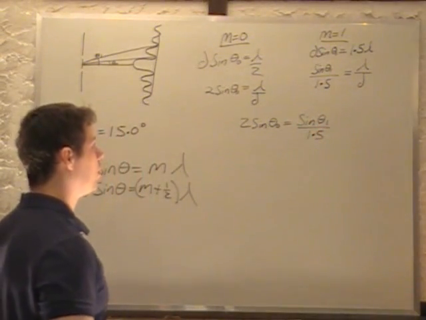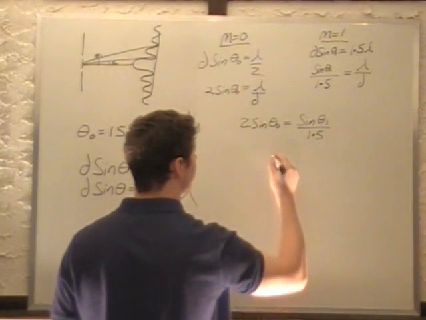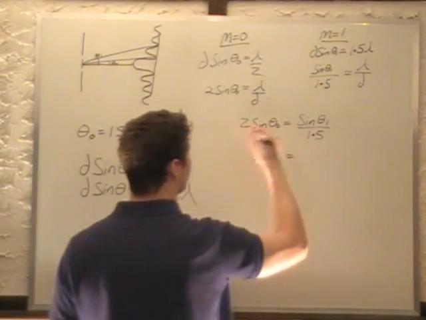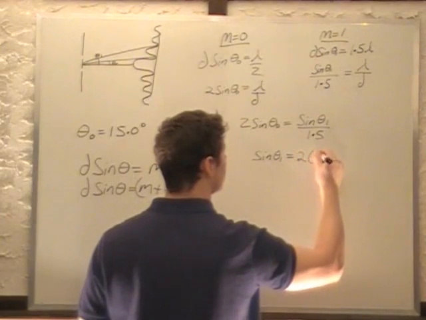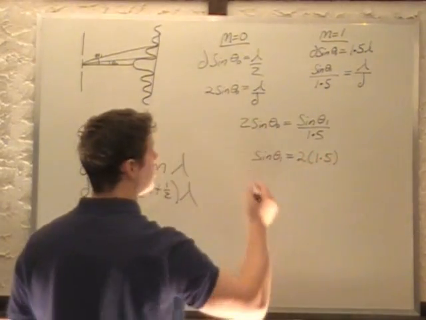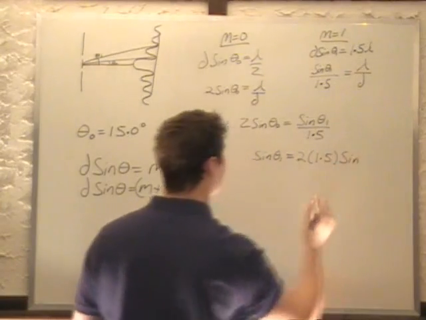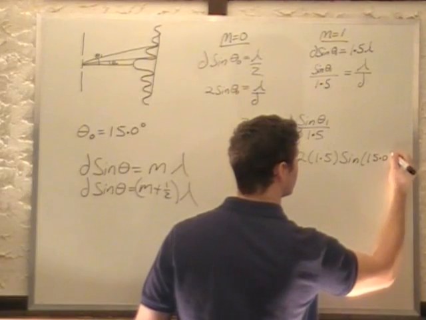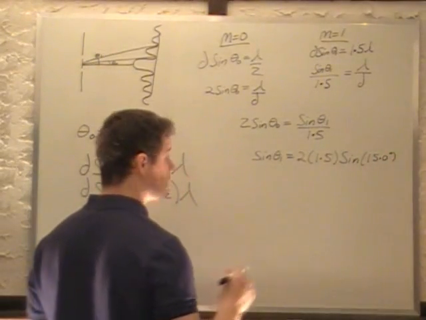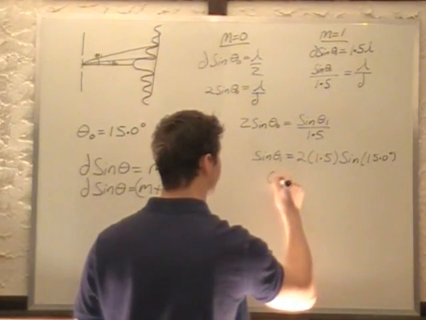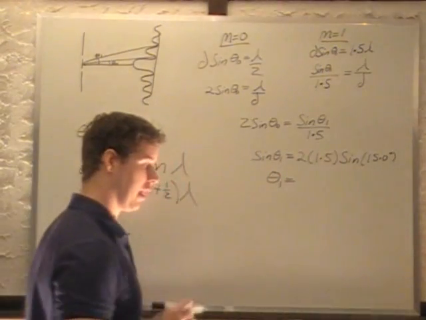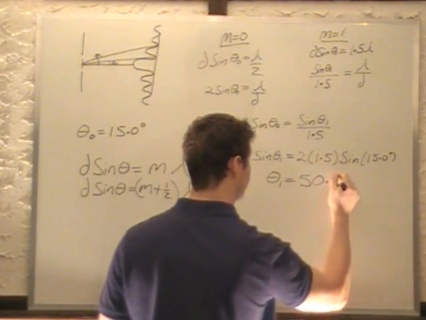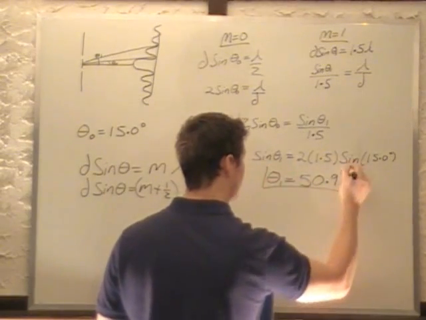Now all I'm going to do is solve for theta 1. Sine theta 1 equals 1.5 times 2 times sine theta 0. Theta 0 is 15 degrees, so put that in here. Then all I do is take the inverse sine of this number to give me a theta of 50.9 degrees. And that is your final answer.